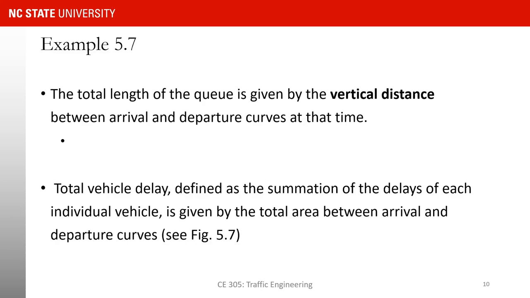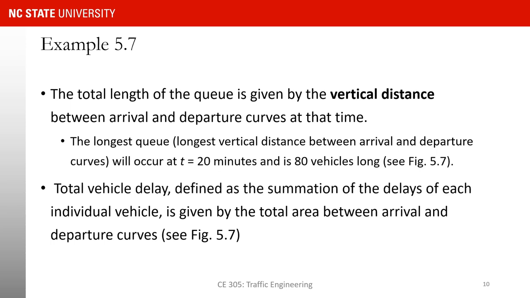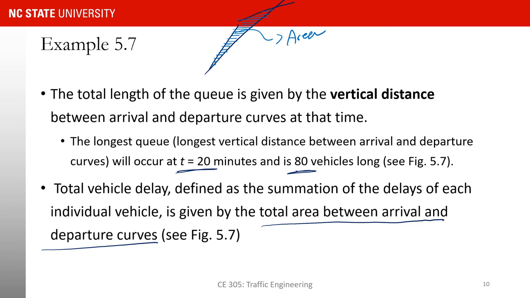The total length of queue is given by the vertical distance between arrival and departure. We talked about that. And the longest queue happens at t equal to 20. It is 80 vehicles. I showed that to you earlier on the figure. And total vehicle delay is the summation of delays of each individual vehicle. And if you think about it, in a continuous system, that would be the area between the arrival and departure, because the delay of each vehicle, if you again think about our example, the delay is given by these lines. So if you have a continuous system and add all of these together, you are finding the area, and that would be the total delay.